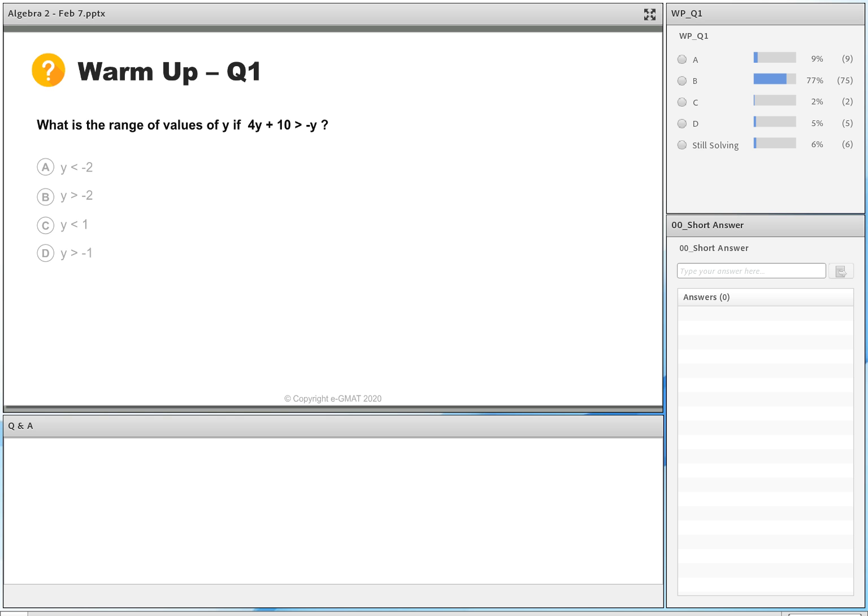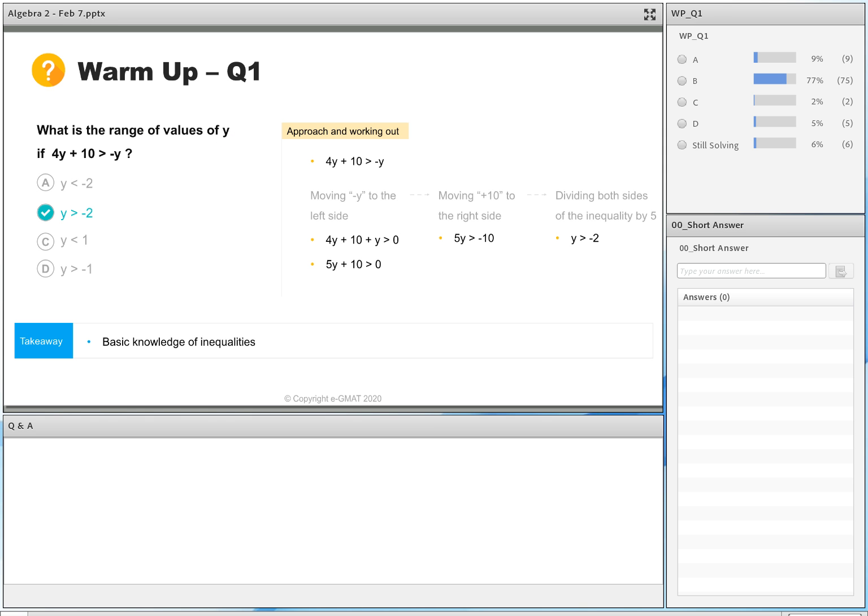The question asks me, what is the range of values of y if 4y plus 10 is greater than minus y? So it's a question based out of simple inequalities. Now, in inequalities, we have a very basic concept that to solve or essentially make the question look a bit easy, bring all the like terms on one side of the equation. So what we do is we move the minus y over here, which is on the right hand side of this inequality, to the left hand side, and then bring the 10, which is in the left hand side right now, to the right hand side.